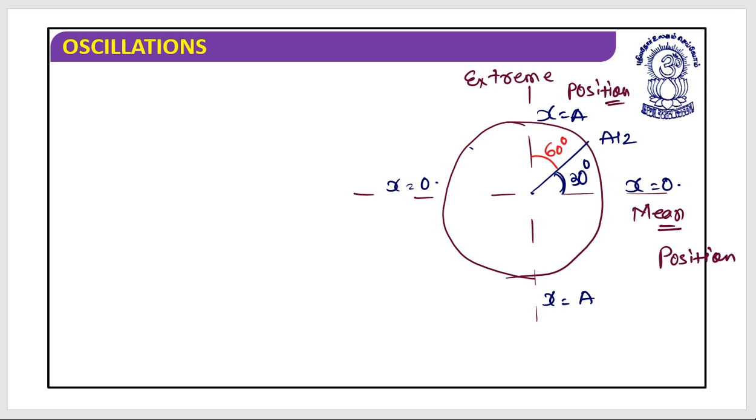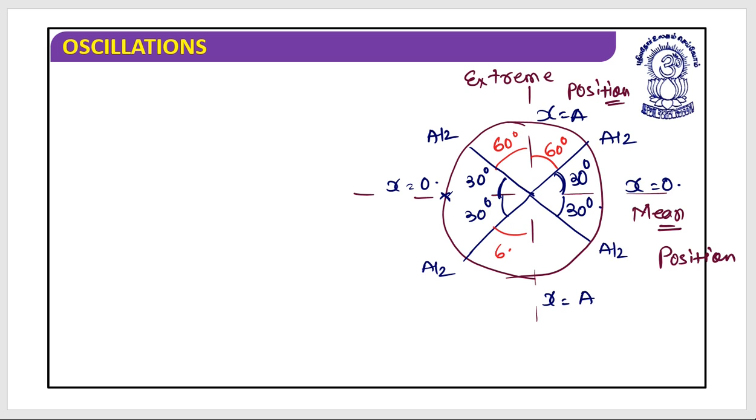This is again 30 degree, because again this is from x equals 0 to a by 2 itself, and this angle would again be 60 because it is one quadrant. This is a by 2, and again this is a by 2. So this is 30 degree, this is 30 degree, and this is 60 degree, this is 60 degree. If you add these, it is 360 degree.